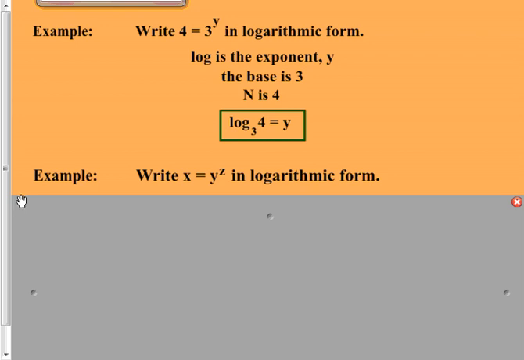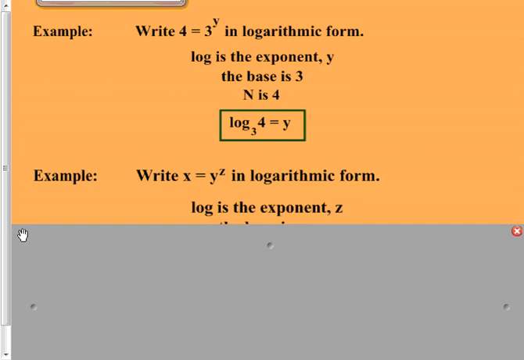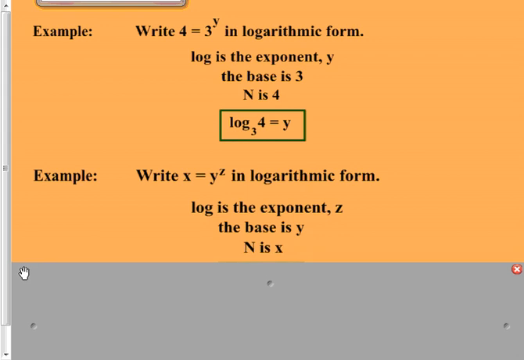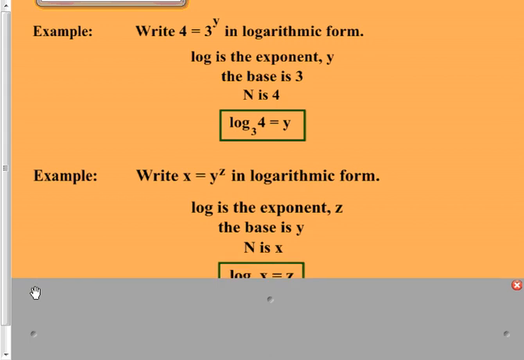Okay, so walking through the 3 values here, looking at the problem, the exponent z is the log of the problem. The base is y down underneath the exponent, and the n value is x. So using these, converting into logarithmic form, that means that we have log base y of x is equal to the number z.